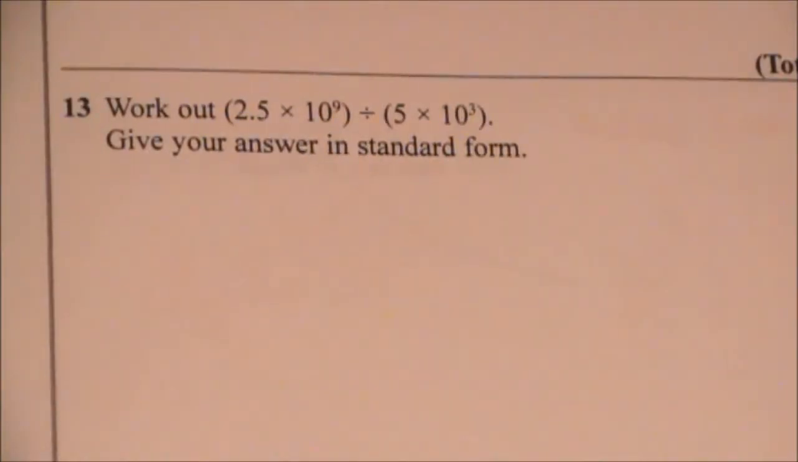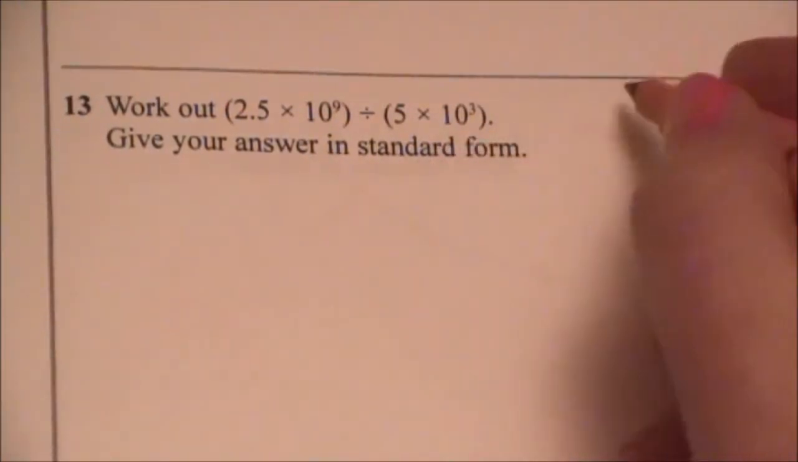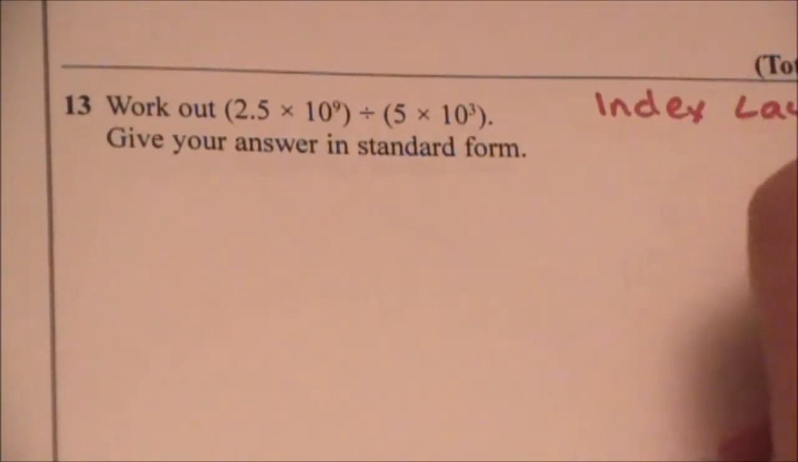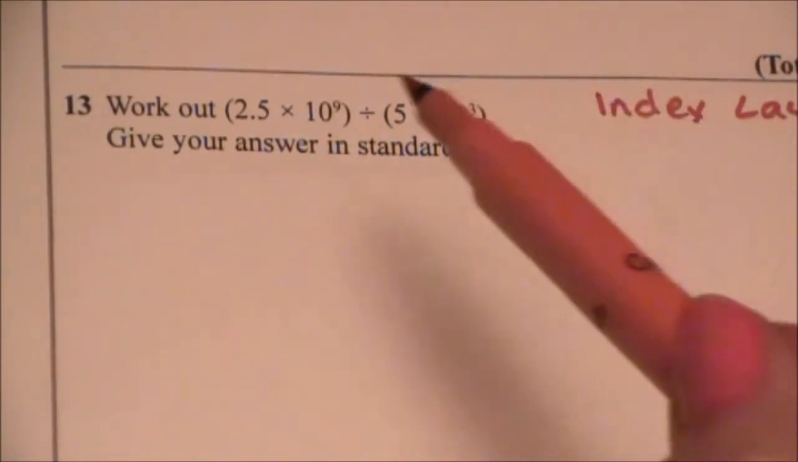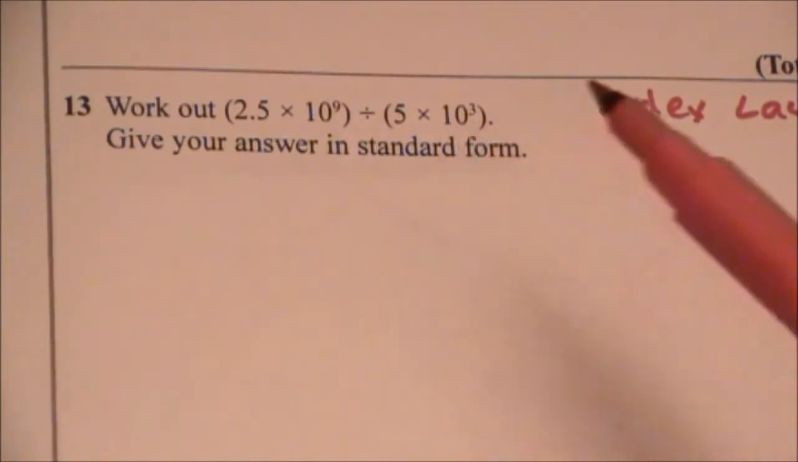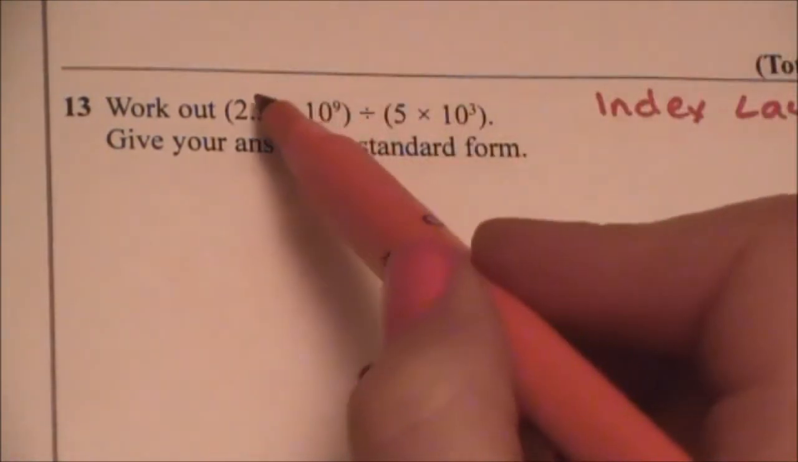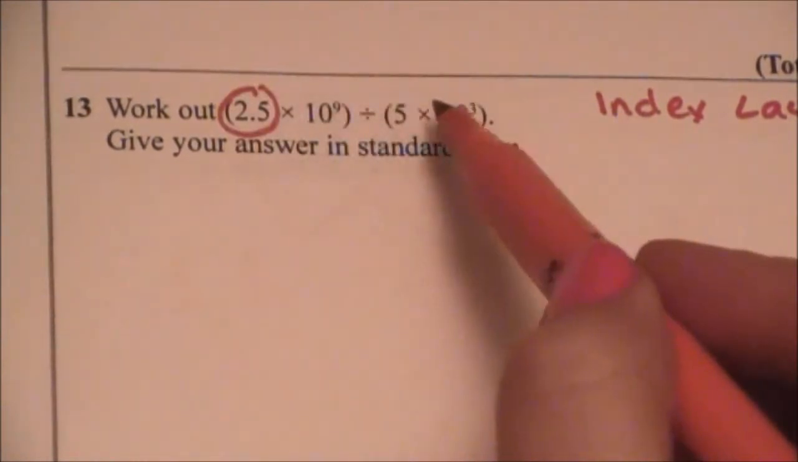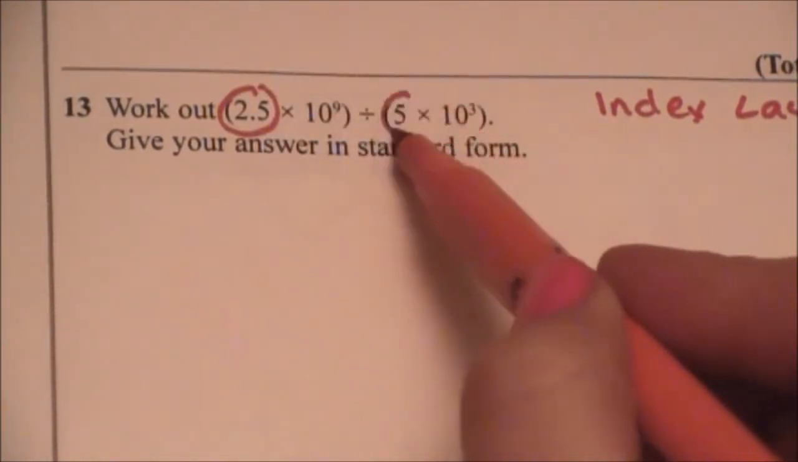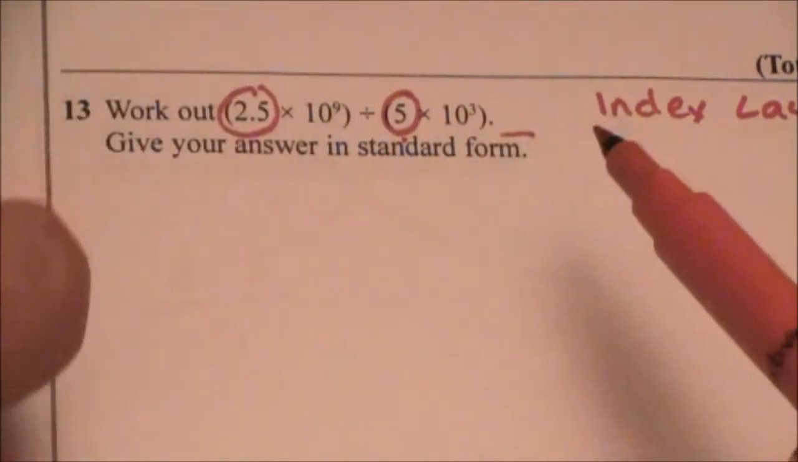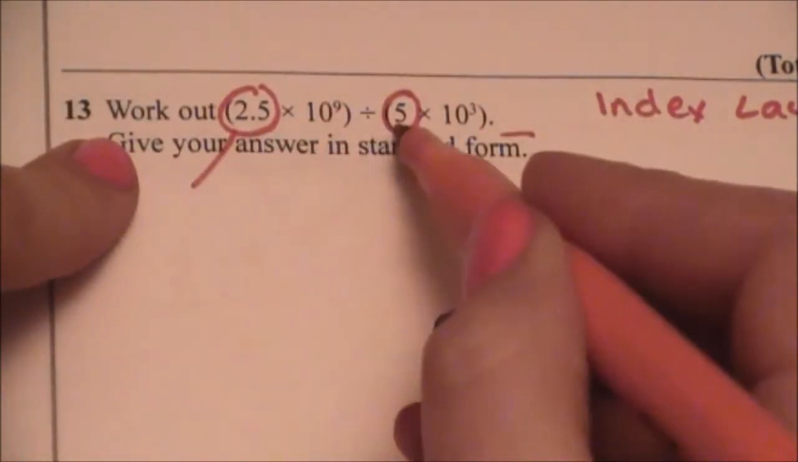Question 13 is a standard form question, and although it is standard form, you need to know your index laws. So work out 2.5 times 10 to the power of 9 divided by 5 times 10 to the power of 3. In cases where I'm multiplying or dividing by standard forms, I need to split the number values from my powers of 10. So I'm going to deal with these first.